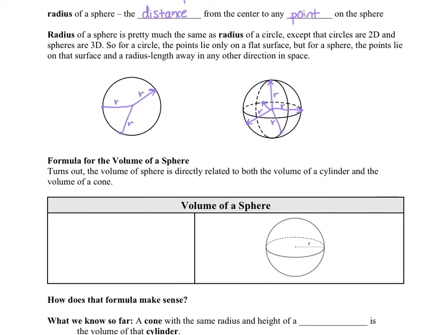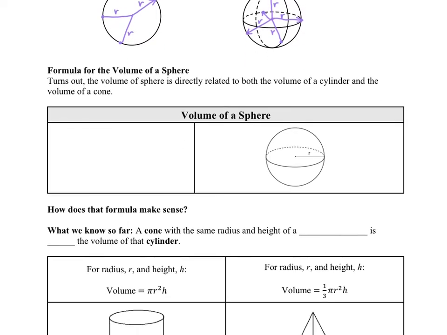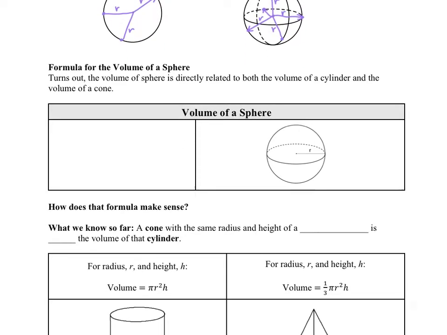Okay, now we're going to talk about the formula for the volume of a sphere. It turns out the volume of a sphere is directly related to both the volume of a cylinder and the volume of a cone. So we're actually going to come back and fill this out. Actually, no, I'll go ahead and do it now. I'll tell you what the formula is. The volume is equal to 4/3 pi r cubed. So how in the world did we get that? Well, we're going to talk about that. So how does that formula make sense?